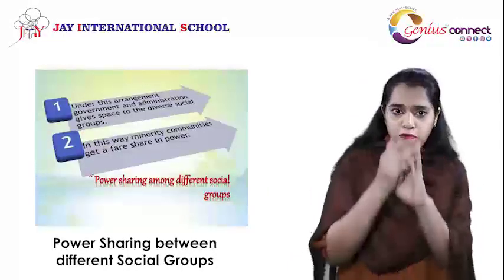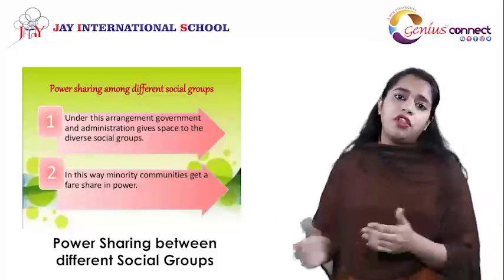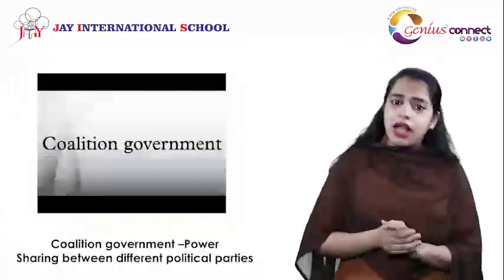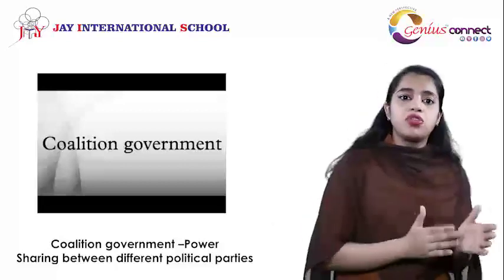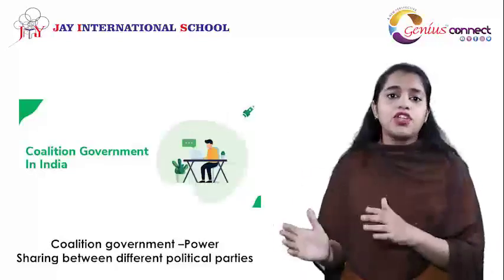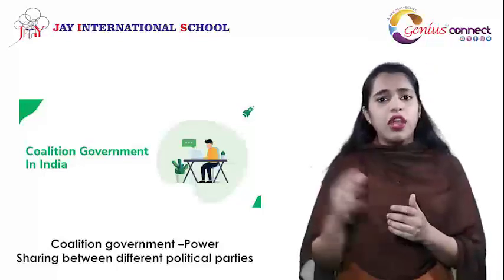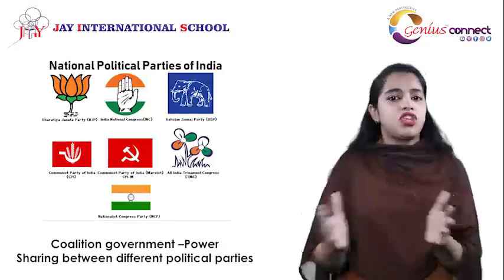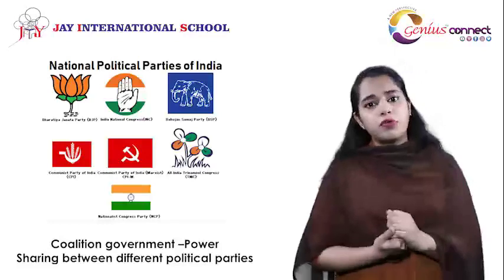Then the third form of power sharing is power sharing between different social groups. Different groups in the country share power and live in coordination and harmony with each other. And last but not the least comes power sharing between different political parties. Power sharing between different political parties means coalition government. Wherever one party is not able to form the government, power is shared and many parties come to rule. So that was it. These are the 4 forms of power sharing.